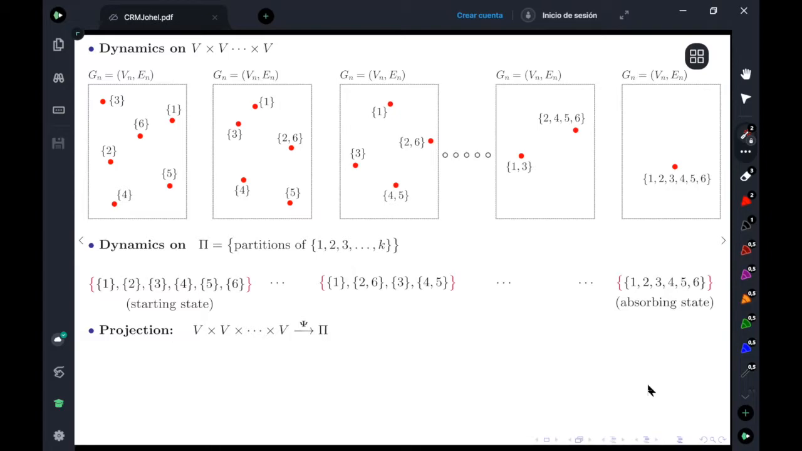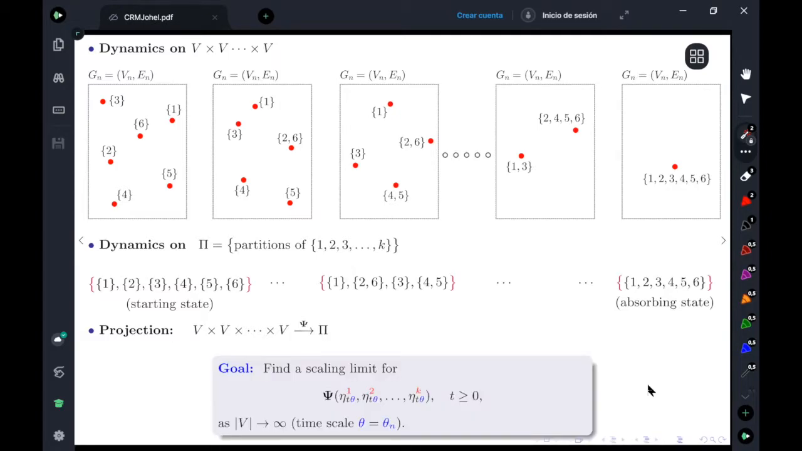So the goal in this work is to find a scaling limit for the projection of these dynamics as the size of the graph goes to infinity. Of course, since the graph is becoming larger and larger, we need to wait a long time to see two particles coalescing. So we need to speed up the process, and this theta is precisely my time scale for this scaling.